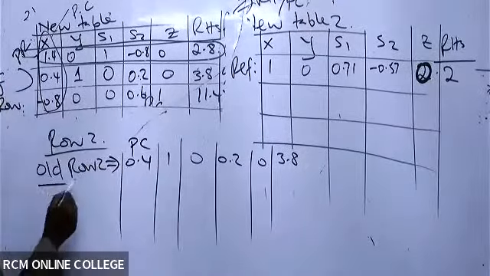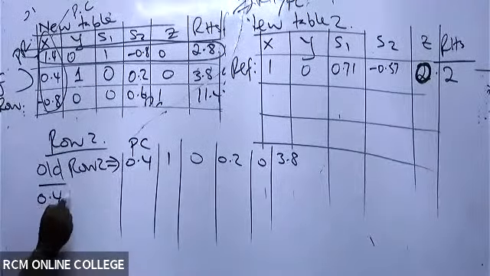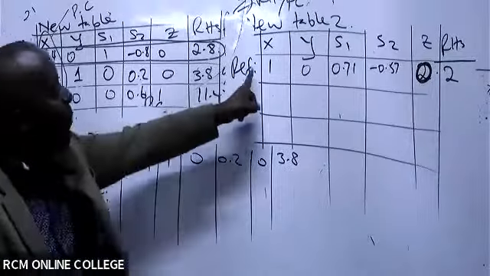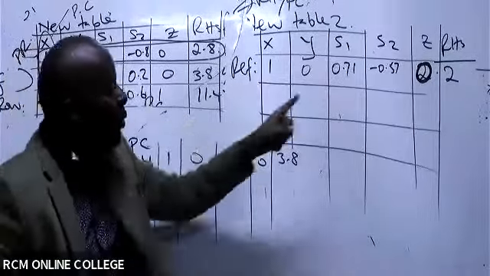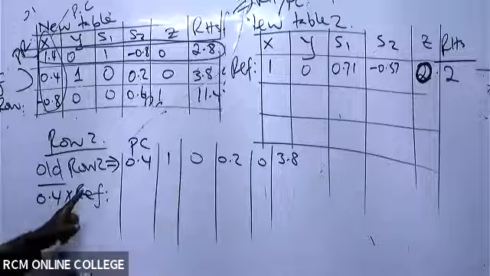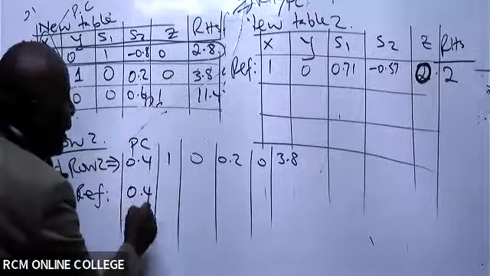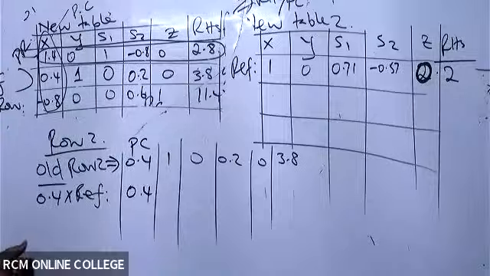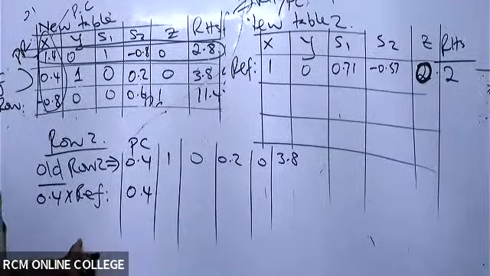So I'll come and say minus. I pick this PC 0.4 times the reference. So you take 0.4 and multiply all these numbers with 0.4. So we say 0.4 times 1. Hebu nipatie ni answers zote kwenda huko.